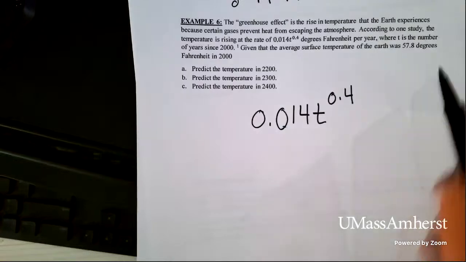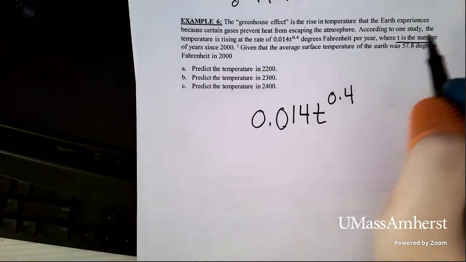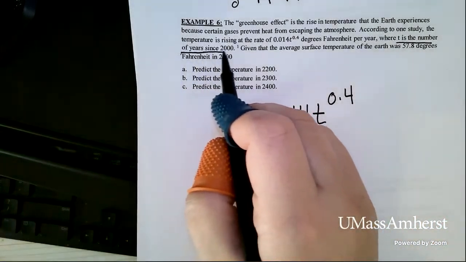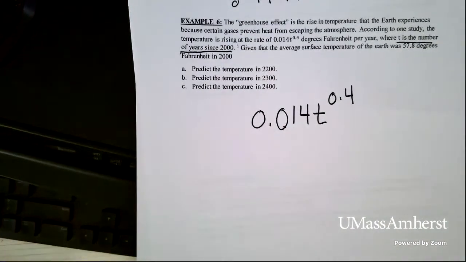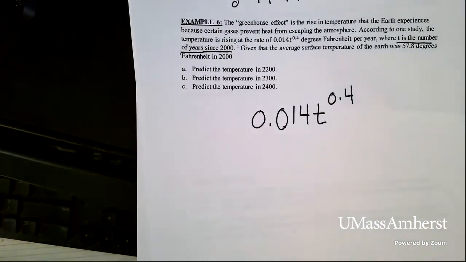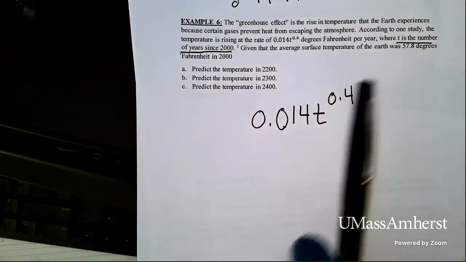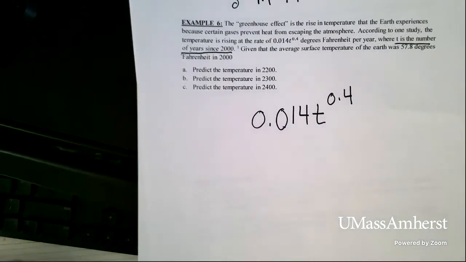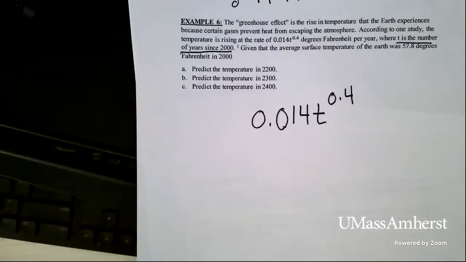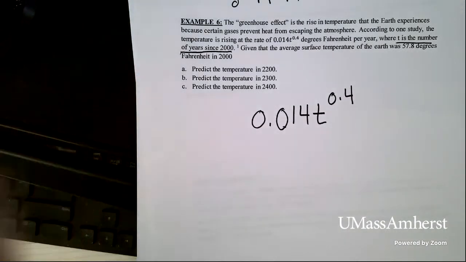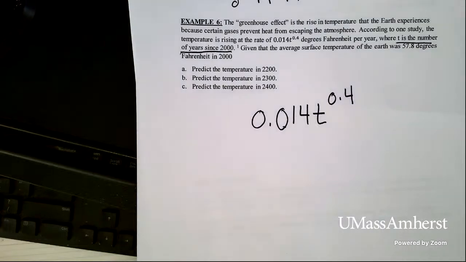And I want to remind you, T is the number of years since the year 2000. So as you read this and think about the bounds you're going to set up for your integrals, remember that reference point. Okay, so take a look at this, try it out. I'm going to give you about 3 minutes because you're going to do 3 different predictions here, and then we will go through it together.